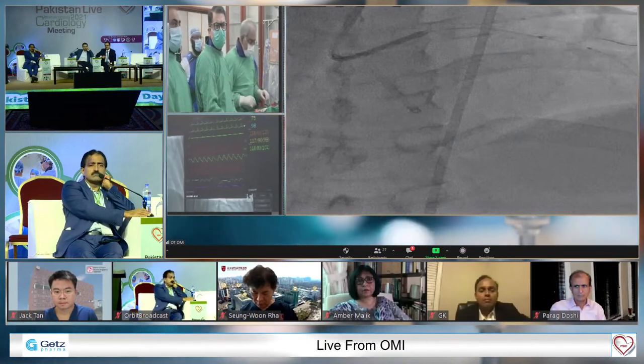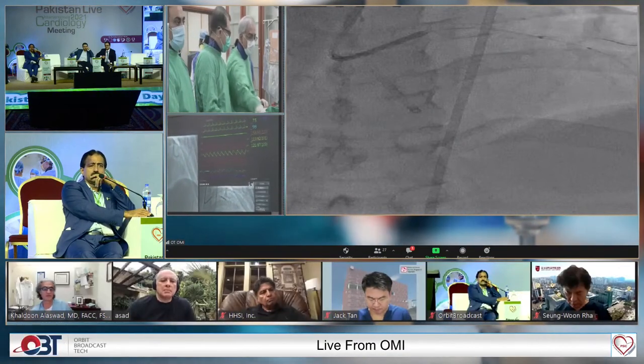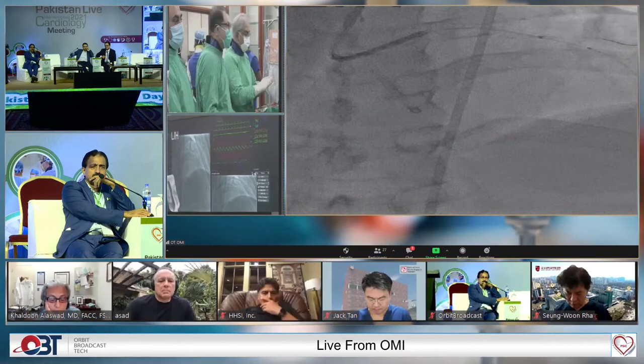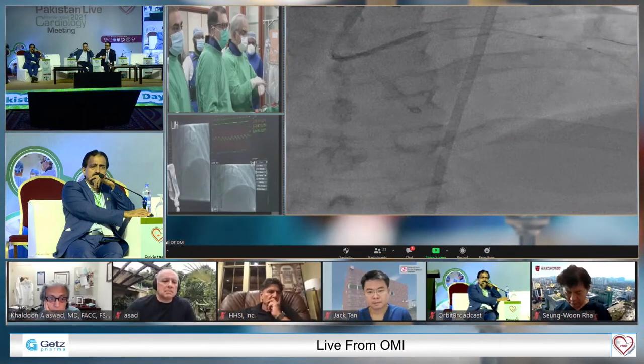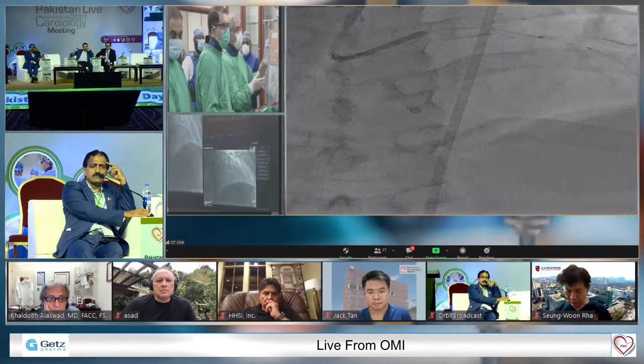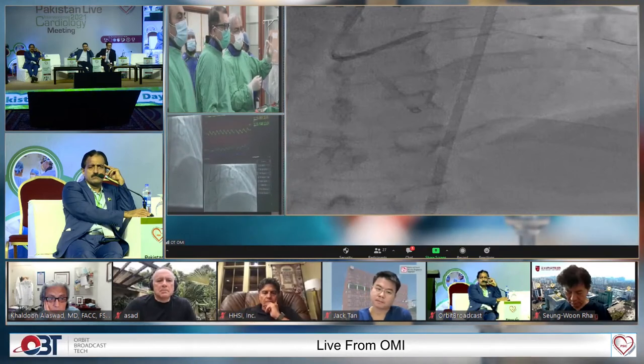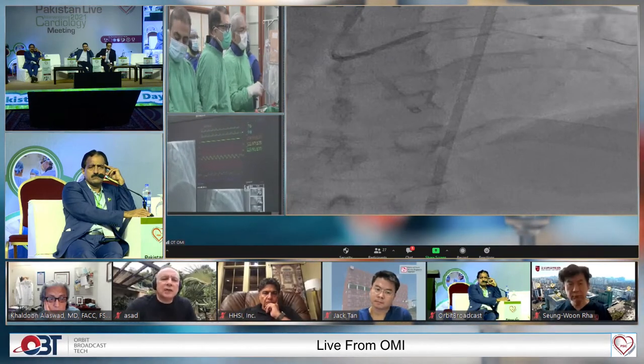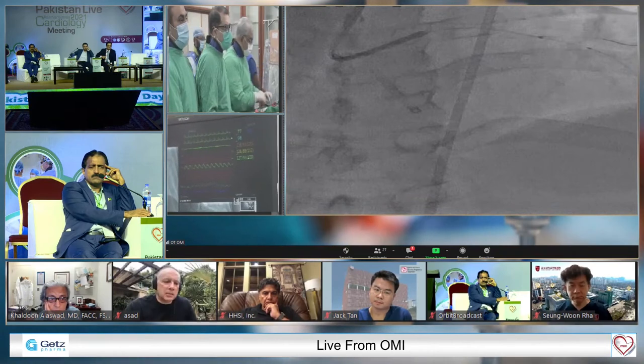Okay, so what we did was we took the micro and we got there with a run-through wire, workhorse wire, just so that with the micro we don't traumatize the proximal vessel. Then we had the tip of the micro right at the ostium of the stump. And then we thought that we're going to start fiddling with the 200.